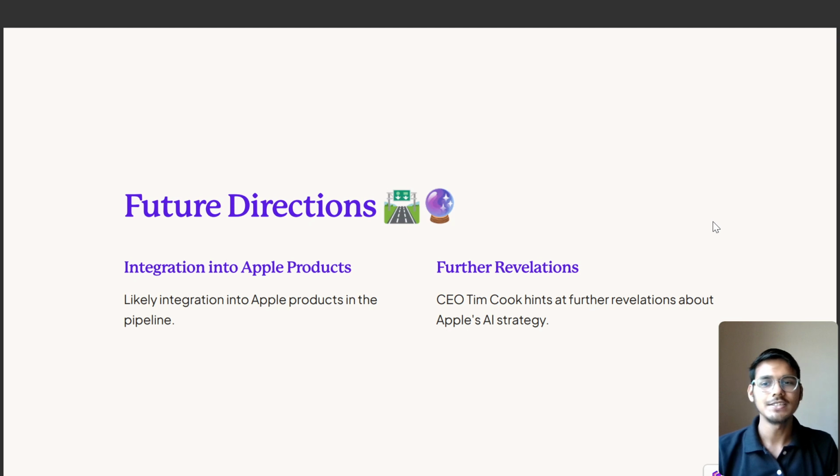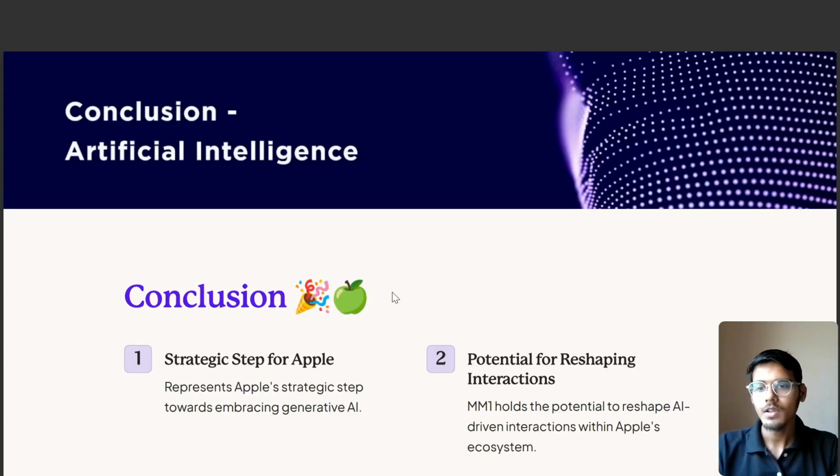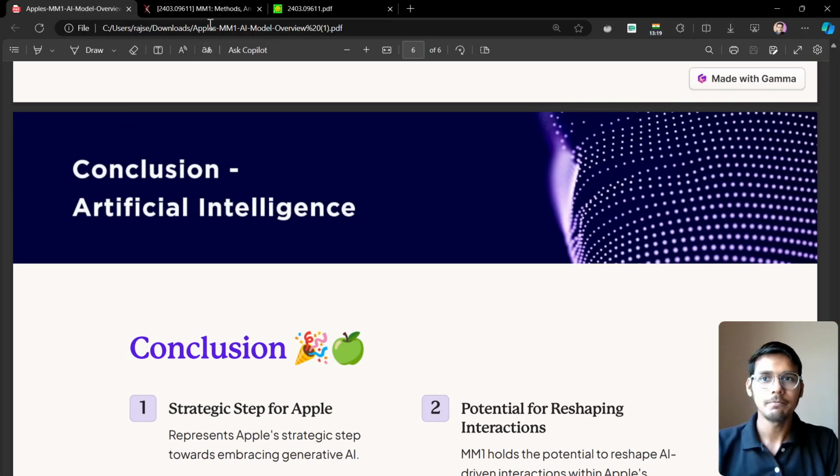And then the future direction is integration into Apple products, of course they will be integrating it in Apple products. Further, CEO Tim Cook hints that Apple will go towards AI. So the conclusion of this whole thing is that it's quite good to see that Apple is working on it, and making it very compact and very efficient, as Apple does with its mobile phones, MacBooks or iPads.